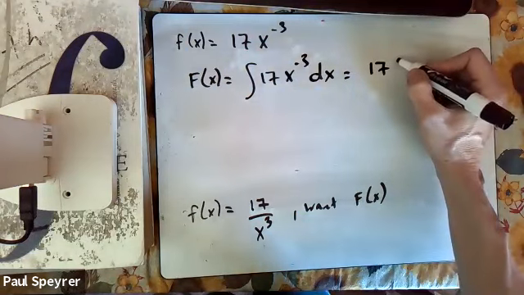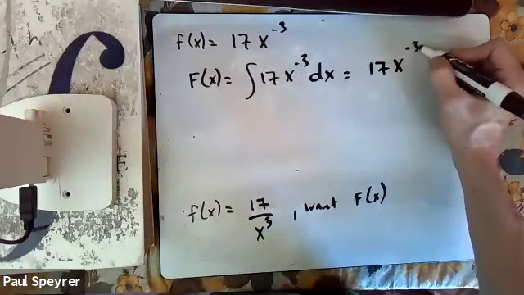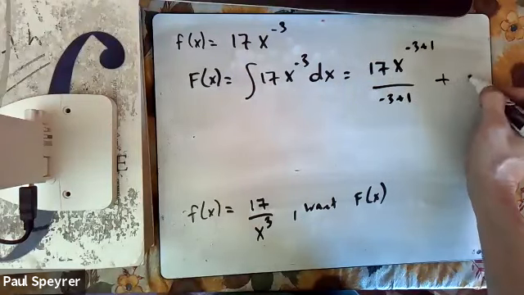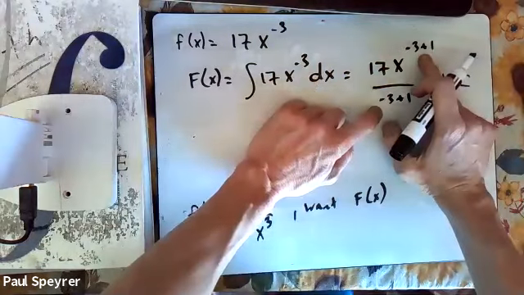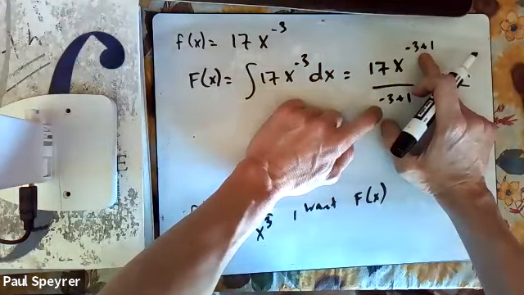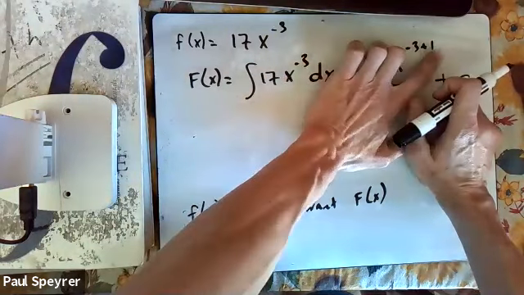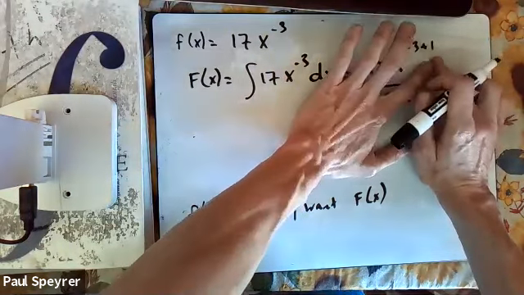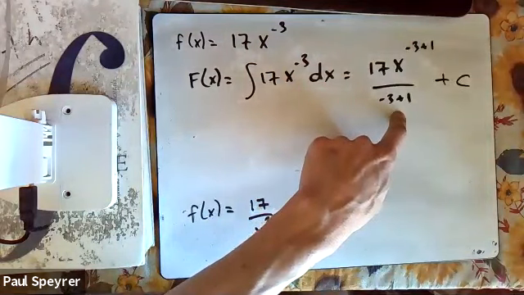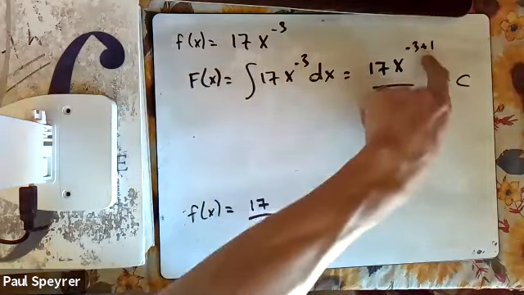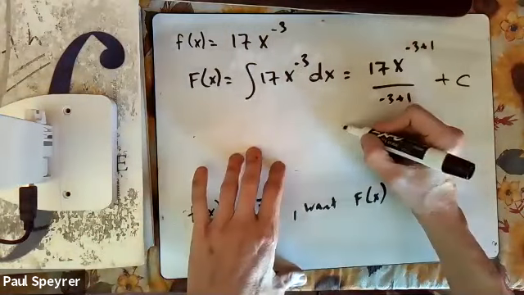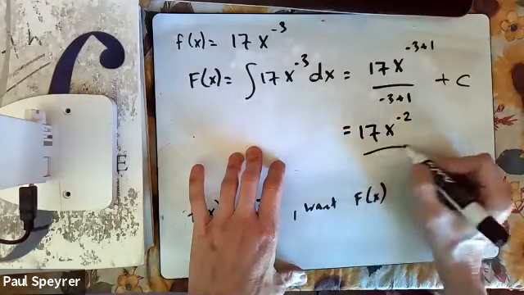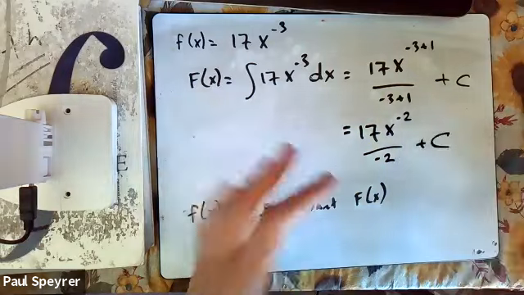This is 17. And be careful with the negatives, right? This is negative 3 plus 1 over negative 3 plus 1. And then we have plus c. This is a big issue that people run into with anti-deriving when you have negative exponents. They'll do negative 3 minus 1 and negative 3 plus 1, or some combination of both. Like they'll derive the top but anti-derive the bottom. Remember, when you're taking the antiderivative, you're always adding 1. Okay, so if we carry on, we get 17x to the negative 2 power over negative 2 plus c, just like that.